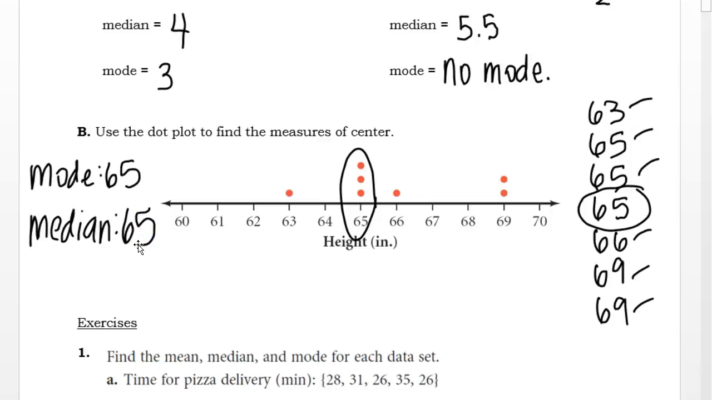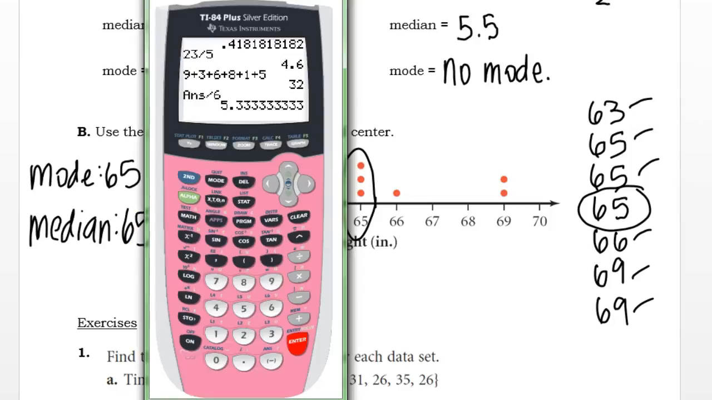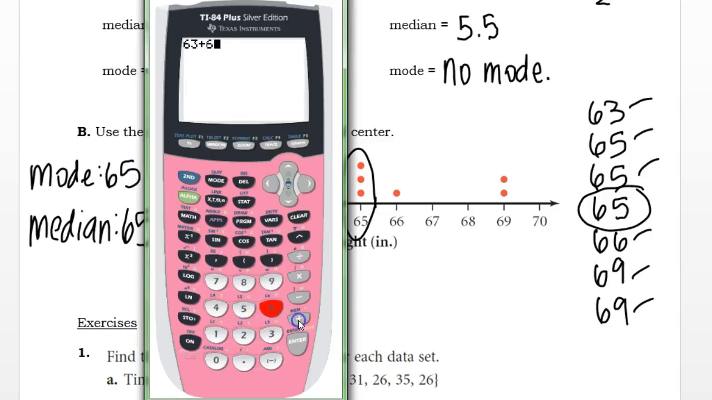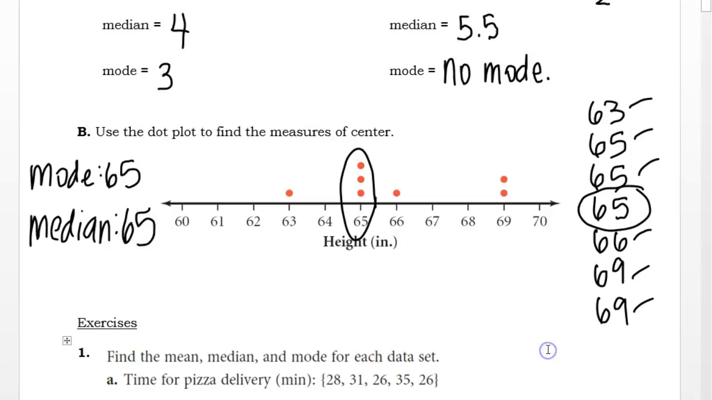And to find the mean, I'm going to add these all up and then divide by how many I have. So let's add them. 3 65s, a 66, and 2 69s. And that gives me 462, and I have 1, 2, 3, 4, 5, 6, 7 numbers. Divide that by 7. My mean is 66.